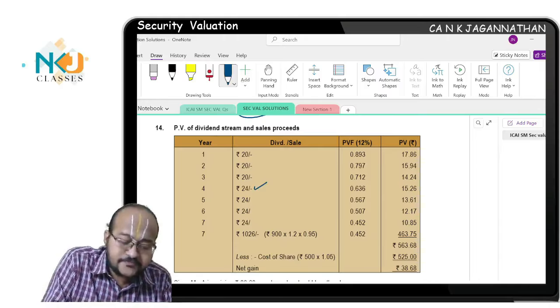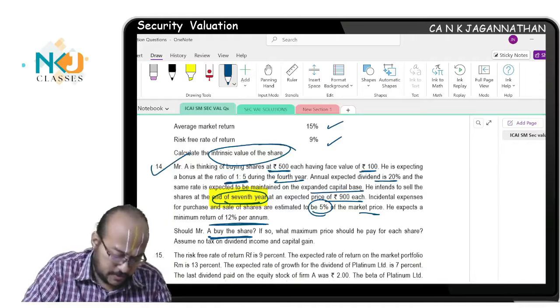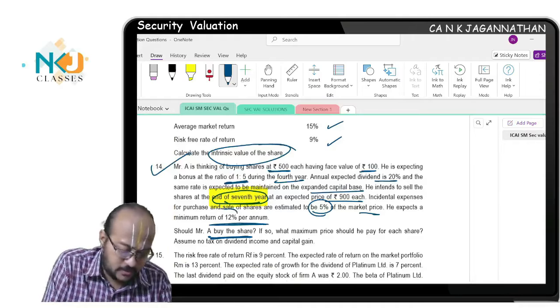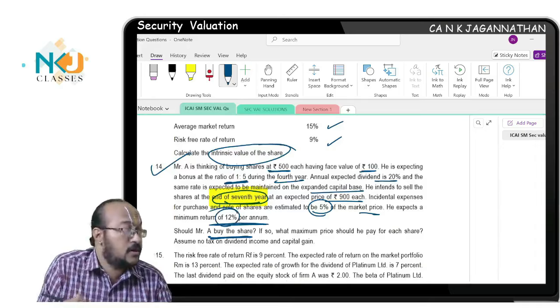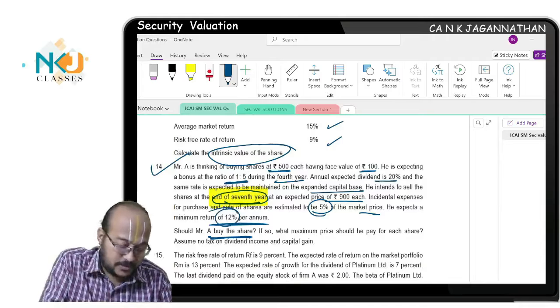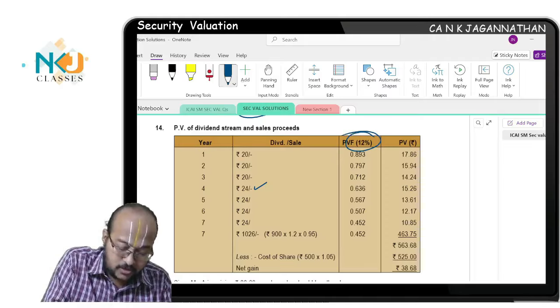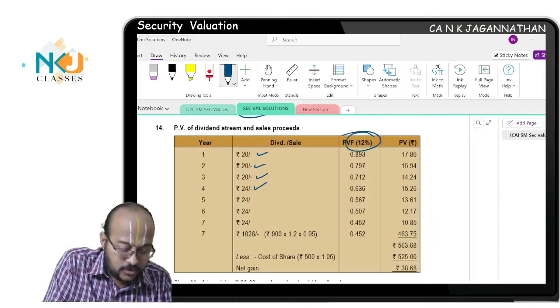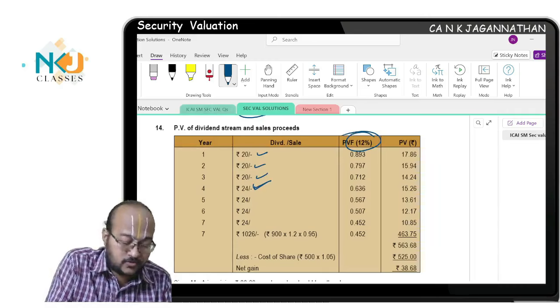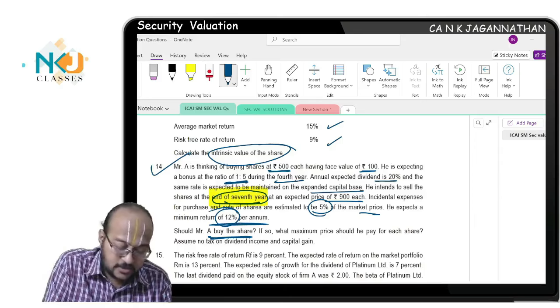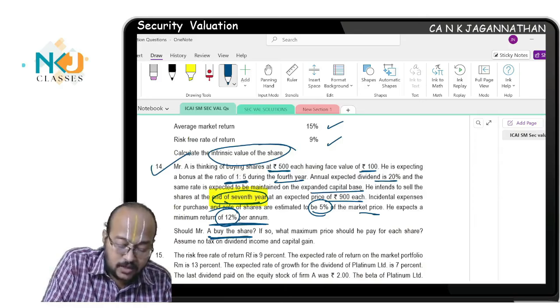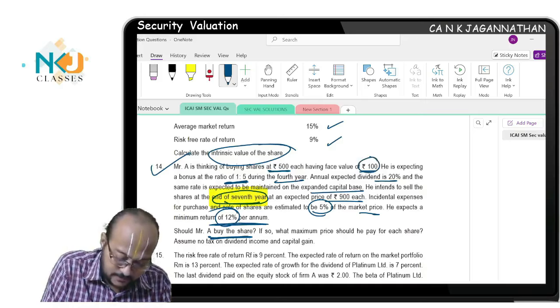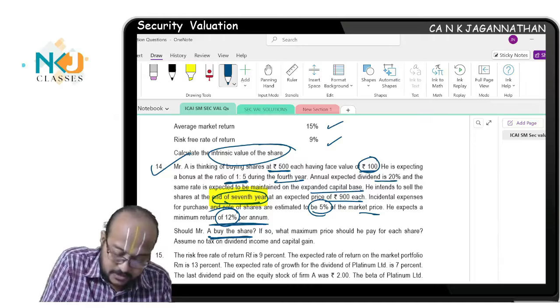So very simple. Ke is 12%, they have given in the question: he expects a minimum return of 12%, the required rate of return is 12%. At 12% Ke, you will discount all these cash flows. First D1 20, 20, 20. From the 4th year it includes the bonus ratio. What happened? 1:5 is the bonus. Till now, you are receiving dividend on face value 100. 20% is the dividend given.